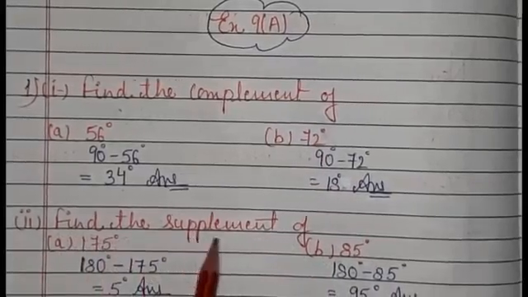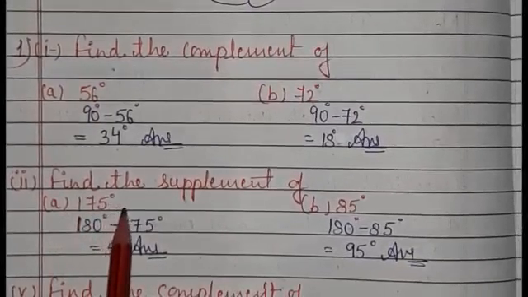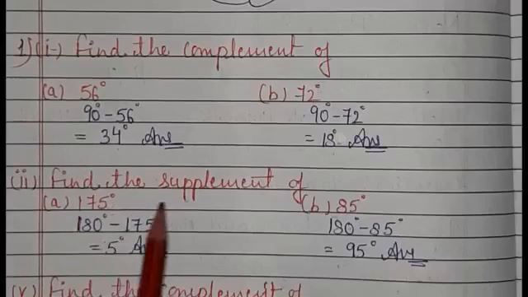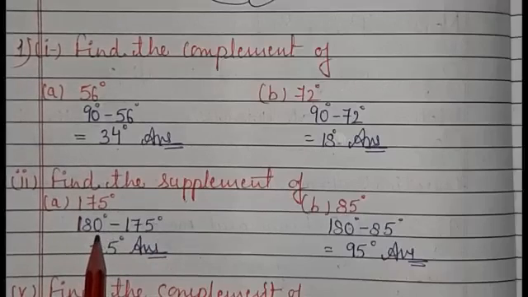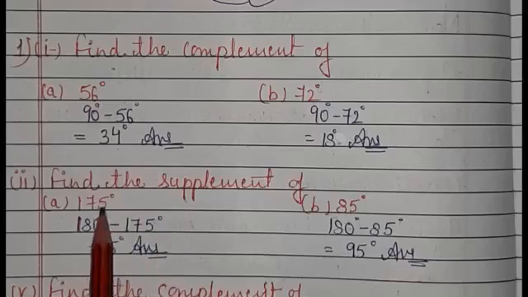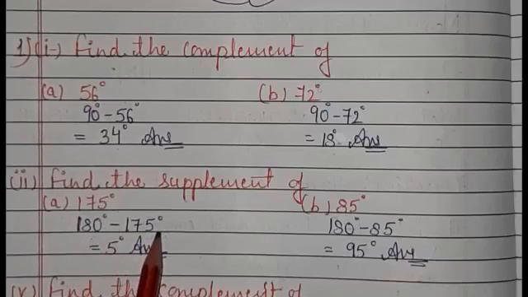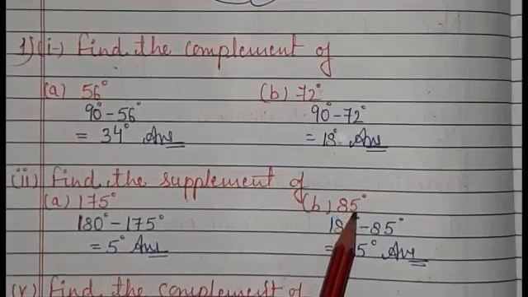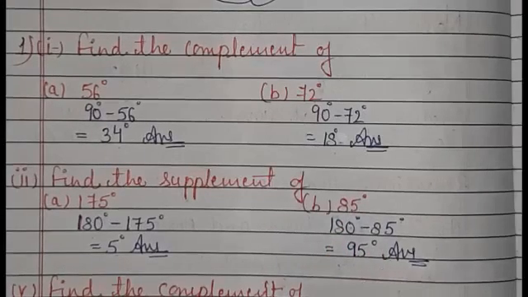Second part, find the supplement of. First part is 175 degrees. We have to find the supplement of 175 degrees. And we know that the sum of supplementary angles is 180 degrees. So here we have to calculate the supplement of 175 degrees. So it will be 180 minus 175. 5 degrees will be the answer. Similarly, the supplement of 85 degrees will be 180 minus 85, 95 degrees will be the answer.